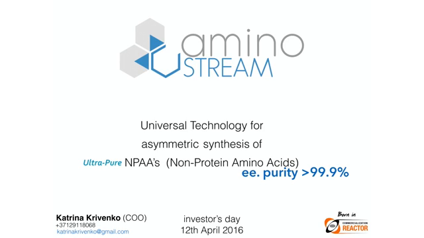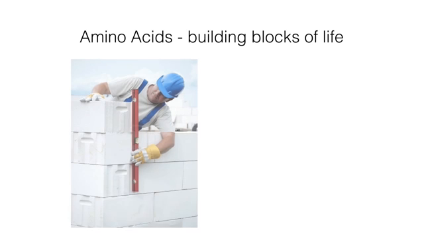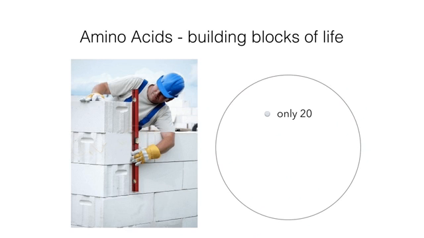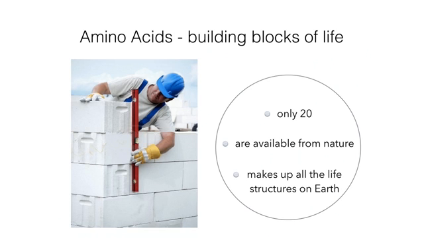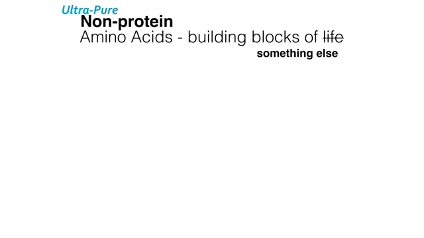First, before going into non-protein amino acids, let's look at what an amino acid is. These are the building blocks of life, because every peptide in our bodies that carries out a function consists of amino acids. There are only 20 of those available in nature, and they make up all the life structures on Earth. But what I'm going to speak about is non-protein amino acids, and in particular ultra-pure ones, because they are building blocks of something else.